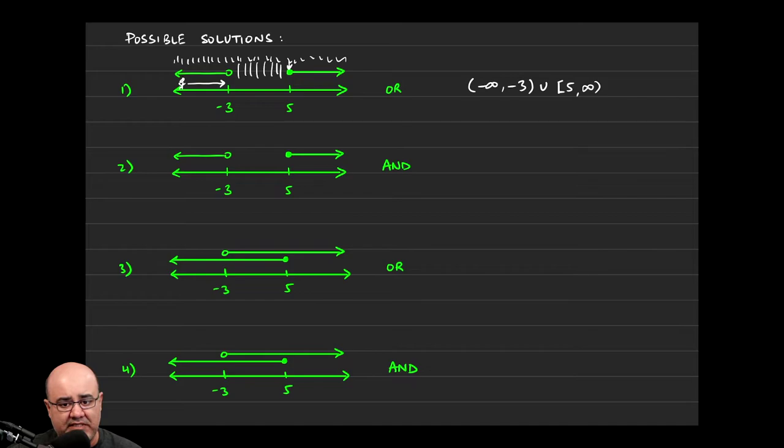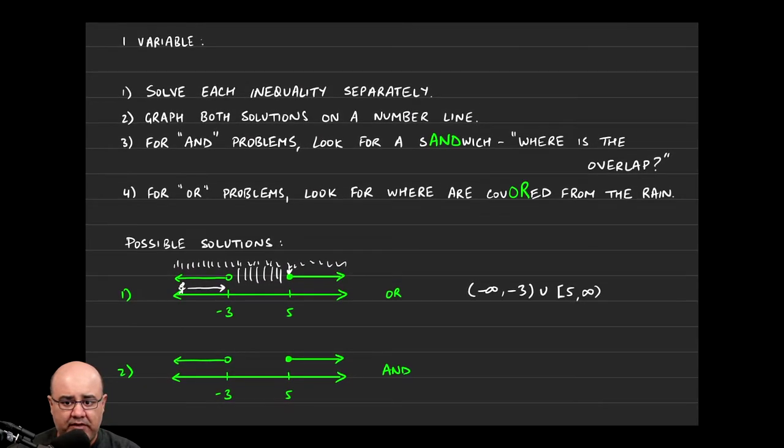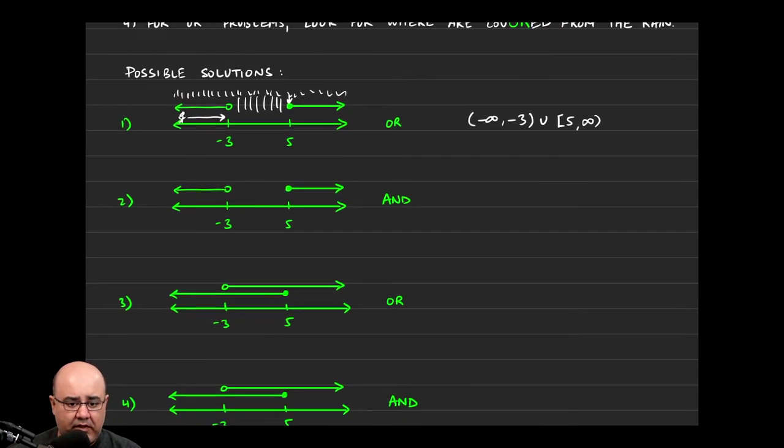Now what happens if we have the same exact graph, but instead of an OR compound inequality, it's an AND compound inequality. And with AND, we're looking for a sandwich, or we're asking ourselves, where's the overlap? So think about the following. For number 2, where do the two lines overlap? Where are they on top of each other? And hopefully you're saying that they're not, that they're two separate lines going in separate directions. There is no overlap between them. There are no two pieces of bread on top of each other. There's no sandwich. So in this case, you would actually say no solution.